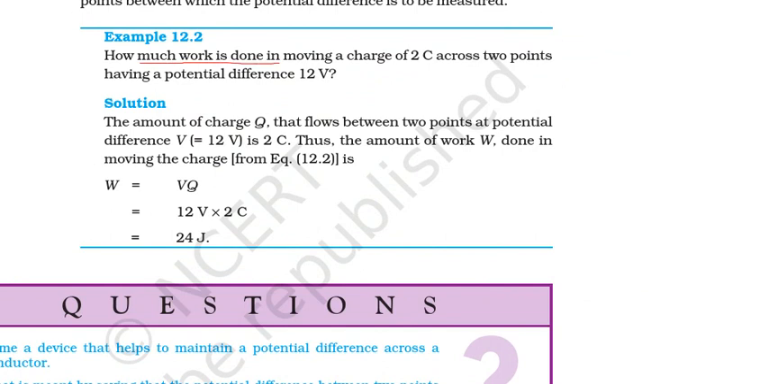So the work done formula came. Actually, from the mechanical engineering point of view, what is the work done? Force into displacement or distance. Yes or no? Force into displacement. Here, force is what, and what is the distance? Here see, V is what? Potential difference, and Q is what? Charge.